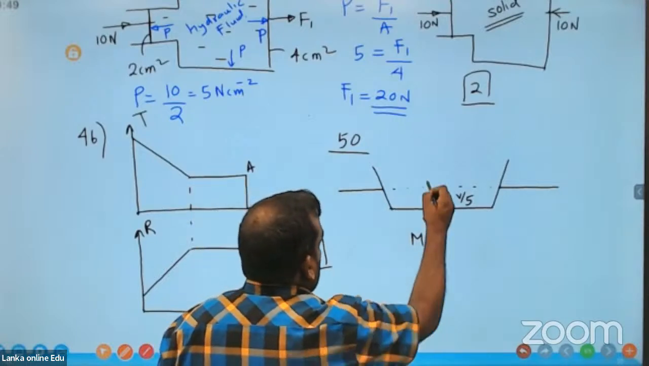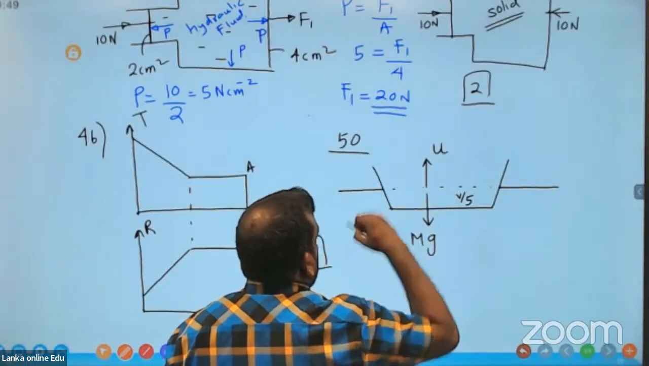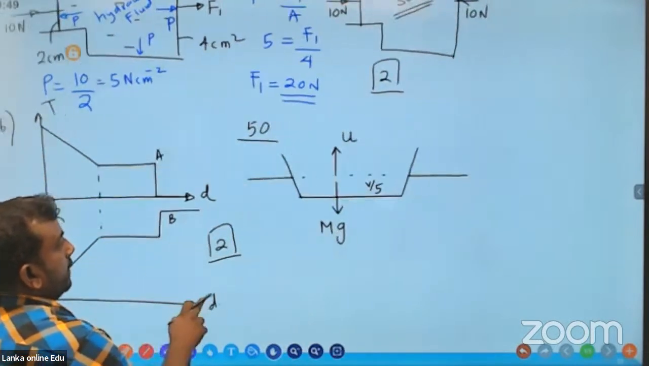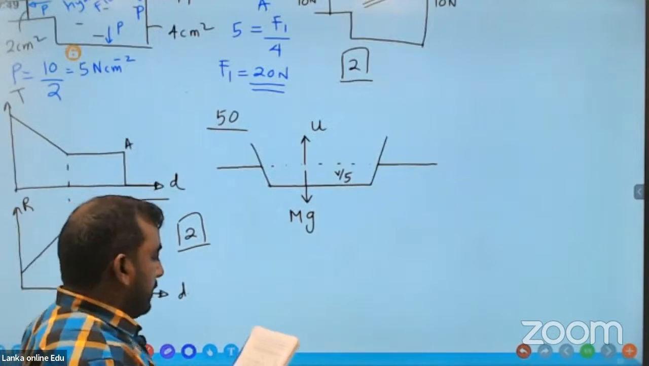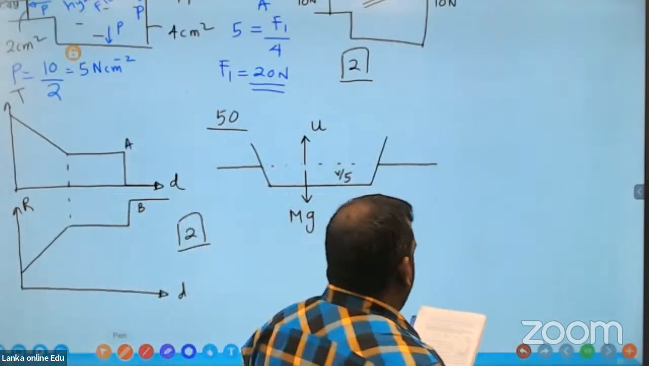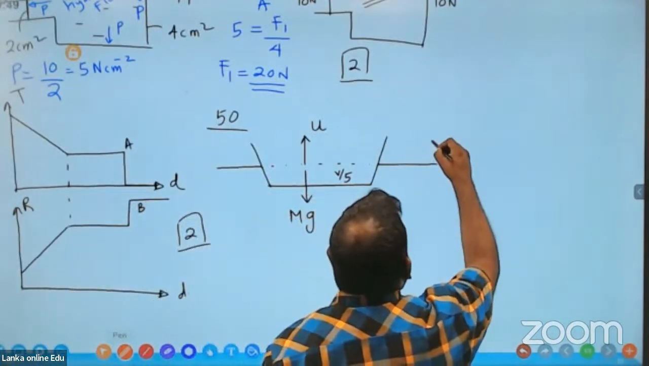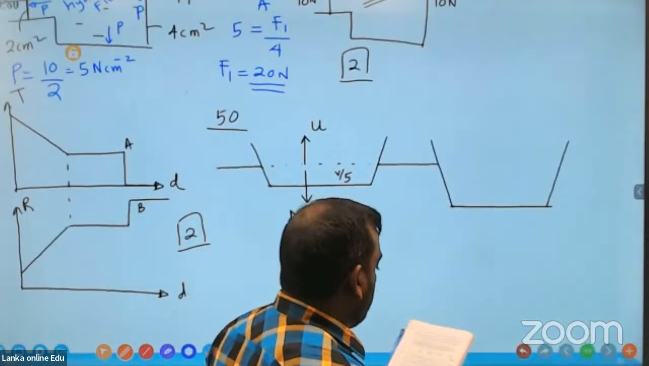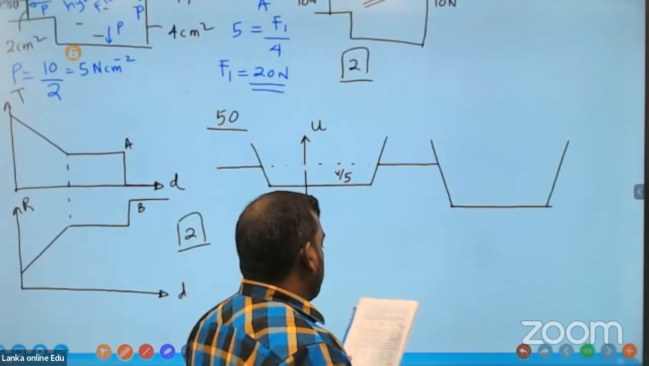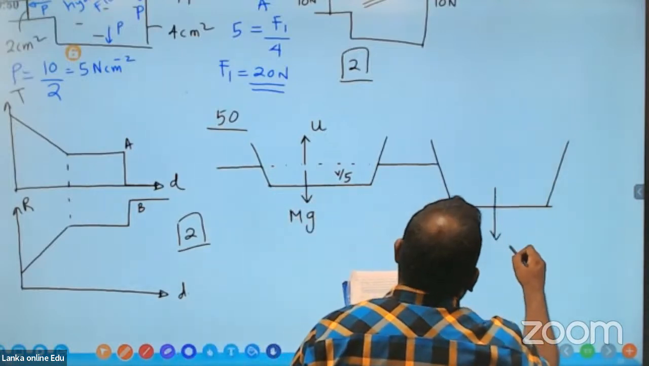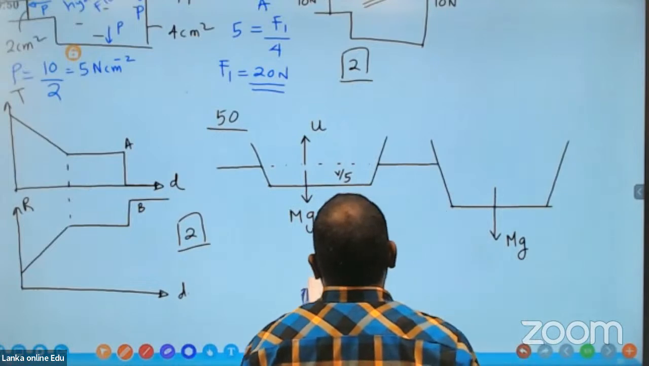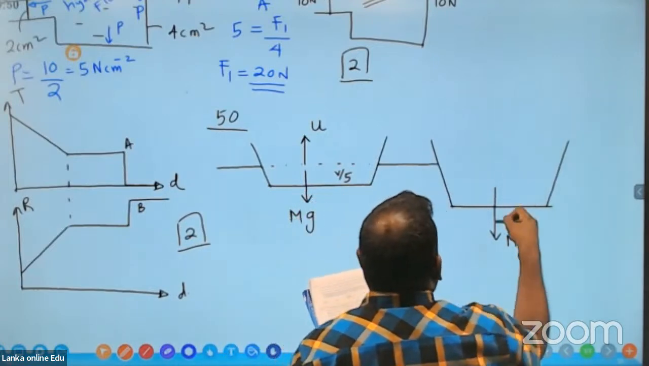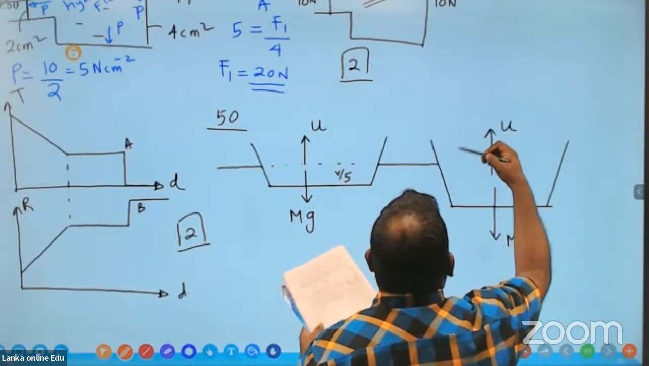Upthrust is there. Now they are telling another boat is made with a volume 3 times than the first, using the same mass. Same weight means upthrust is the same, but volume is 3 times.